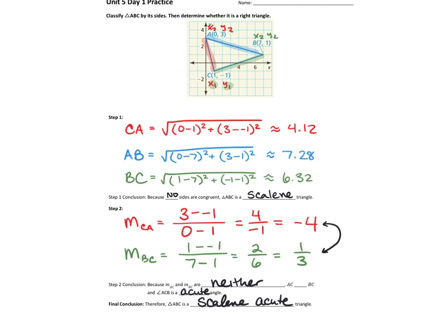Now, yes, if it's on a coordinate grid, you could count rise and run to check the slopes. That might be faster for you, but some of us aren't the strongest at rising and running. We're better at using the slope formula, so that's what we're going to practice.